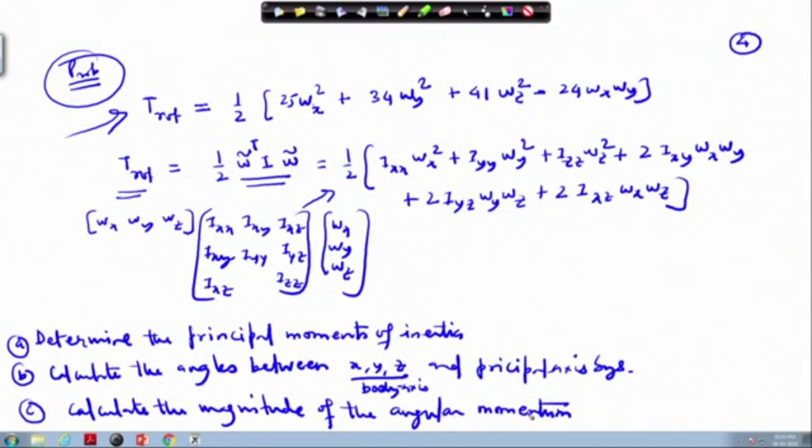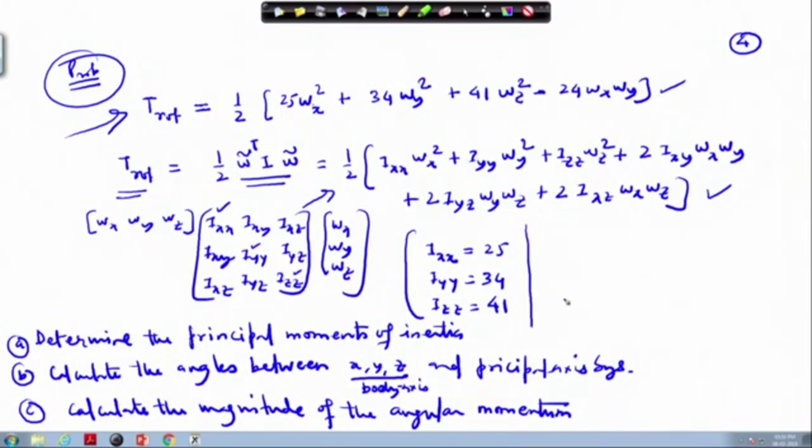Calculate the magnitude of the angular momentum. If we compare this equation and this equation, we observe that I xx will be equal to 25, I yy will be equal to 34, and I zz will be equal to 41. So, these are the diagonal elements here, this, this and this.